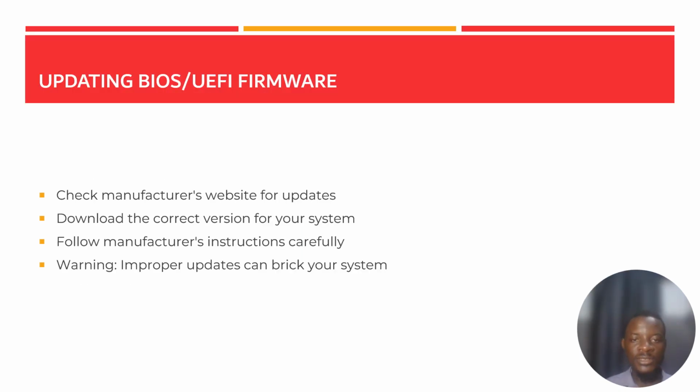So how do you update a BIOS or a firmware? Updating your BIOS or firmware can provide bug fixes, bring new features, and also improve compatibility. To update, all you need to do is check your motherboard or system manufacturer website for the latest version. When you have done that, ensure you download the correct version for your specific model from your manufacturer website. Follow the manufacturer's instructions carefully, as an improper update can render your system unbootable. So you need to be very conscious.